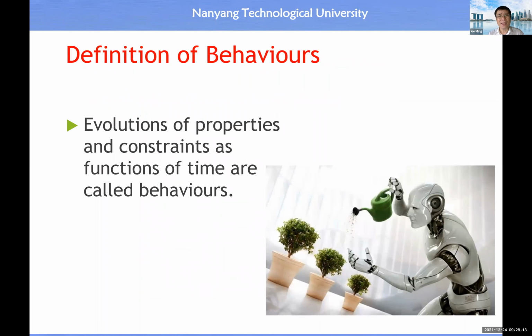And then here is another technical term, which is called behavior. So what is behavior? Basically, behavior refers to the evolution in time of a property and the constraint. So we can define behavior as the evolution of property and constraint in time. When this evolves in time, we call it a behavior.